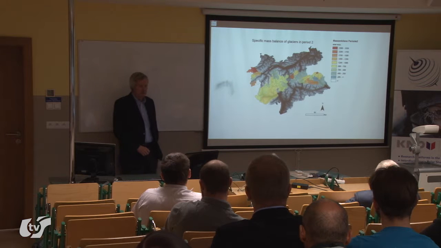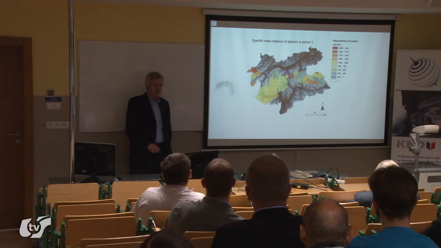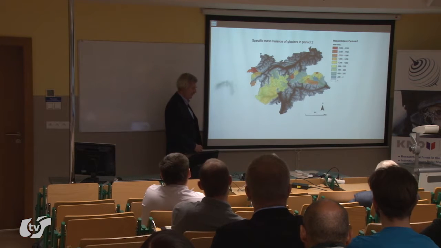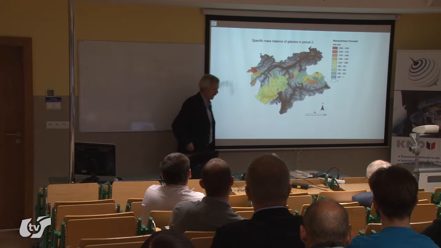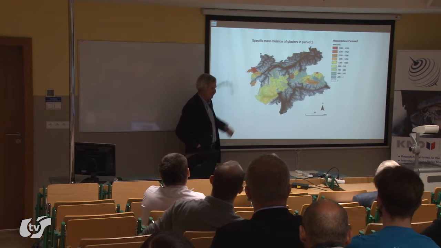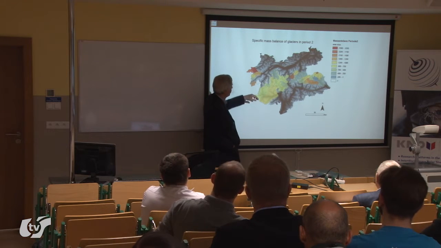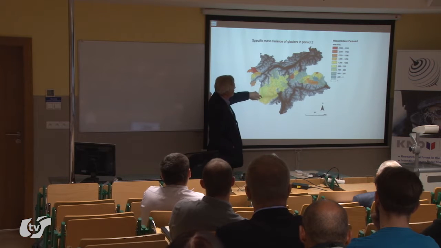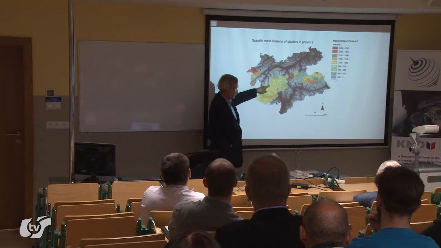Now let's go to the smaller scale, the glacier scale in between. If we need to determine the specific mass balance of glaciers, we have several choices. This is the result of geodetic measurements, that is, changes of surface elevation, and it shows the mass balance of glaciers in period number two, only specific, that is, only on the glacier, not basin-wide.